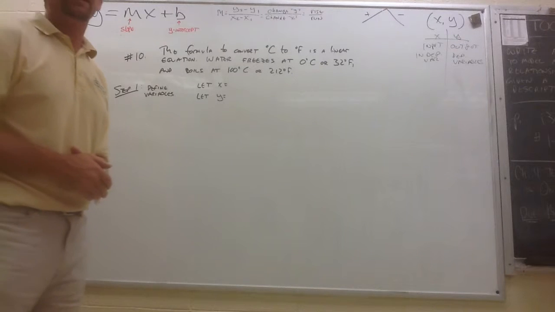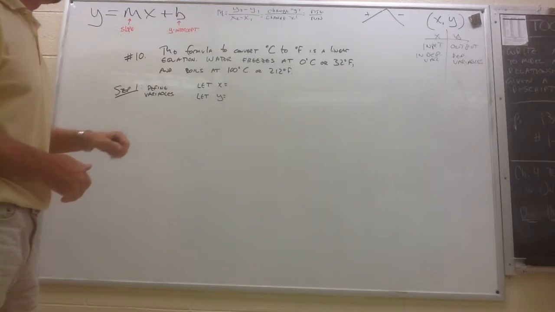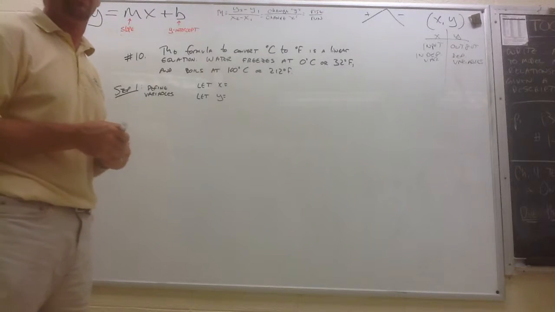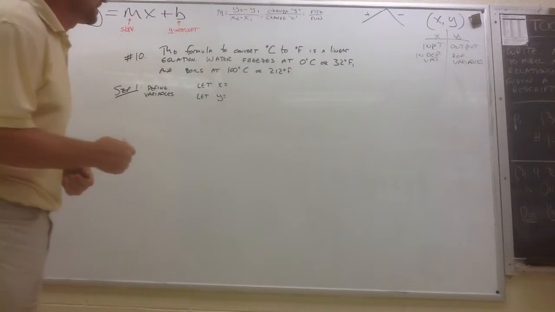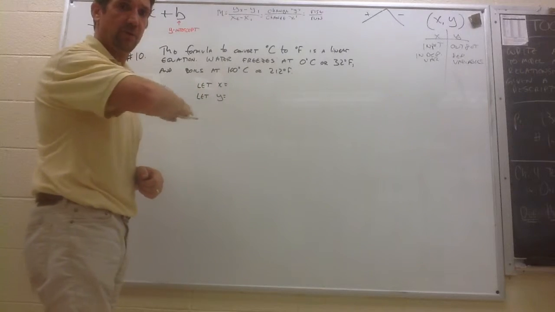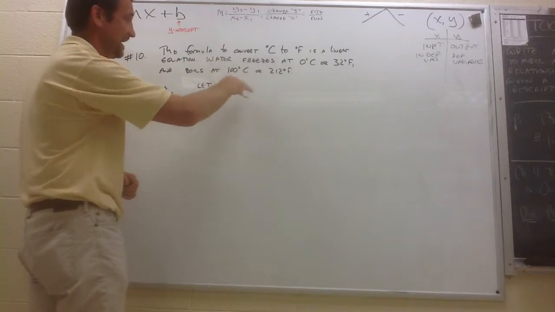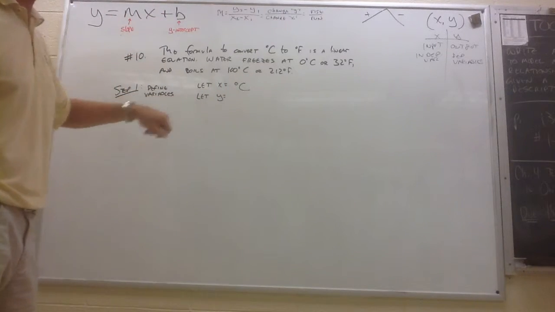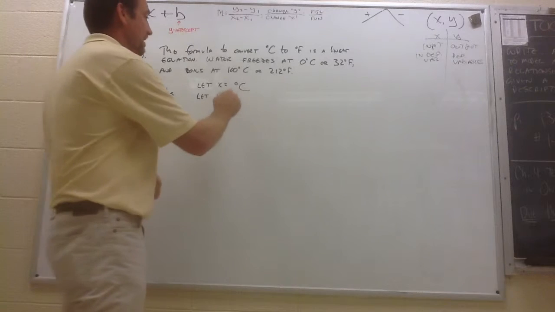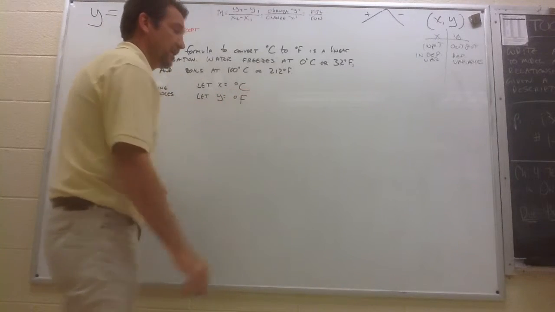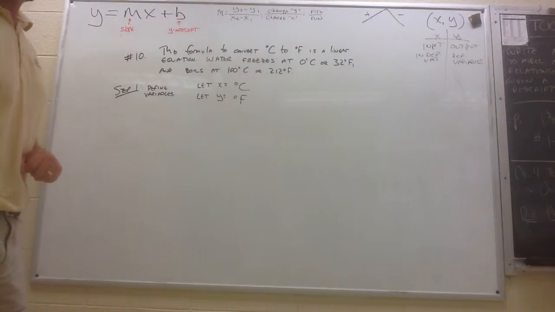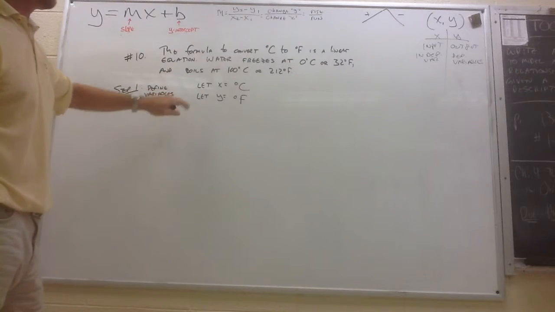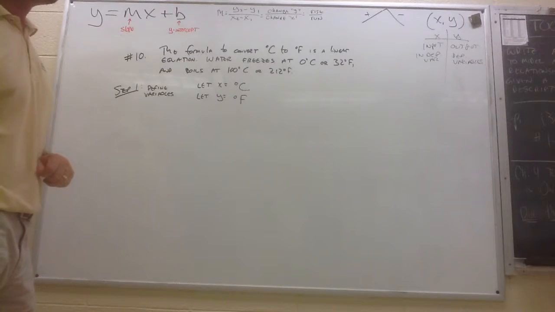I think the problem in your book goes on to tell you that it wanted you to plot your degrees in Celsius along the horizontal axis. So if you think about it, what goes along the horizontal axis? That's the x-axis. So we're going to have our x value be our degrees in Celsius, which would make our y values be our degrees in Fahrenheit. Okay, so we defined our variables. We're going to have x be our degrees in Celsius. We're going to have y be our degrees in Fahrenheit.